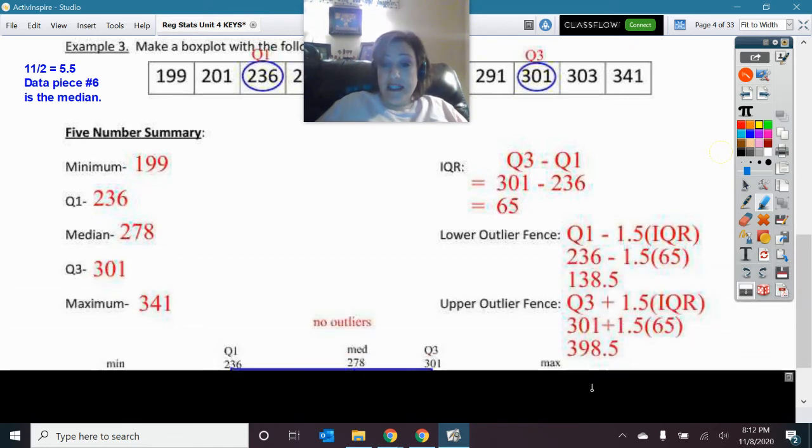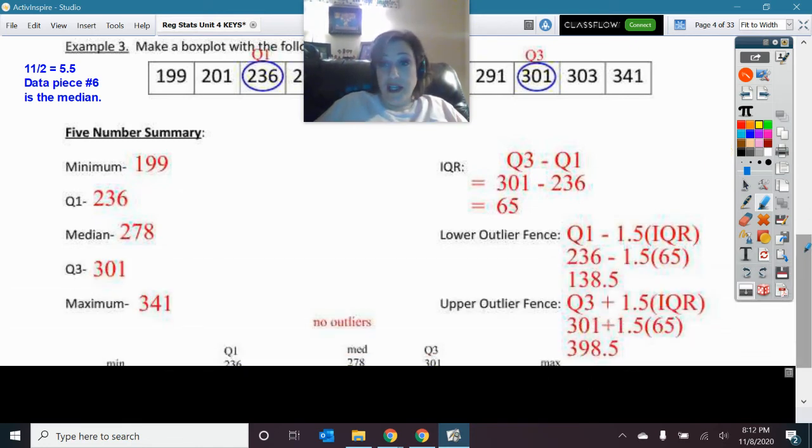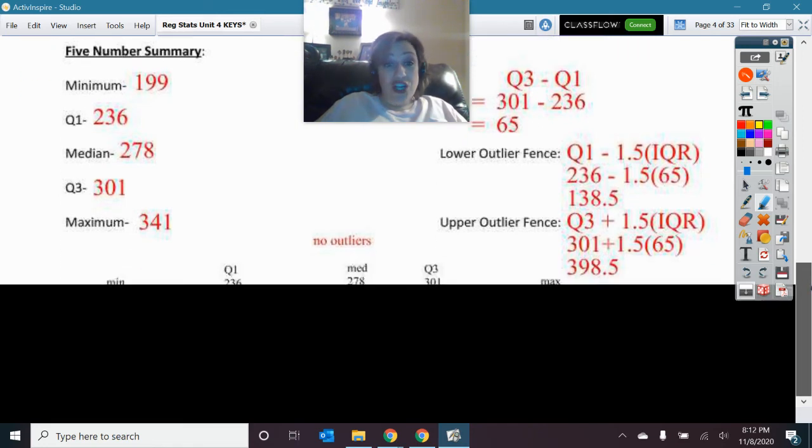Now look, our fences ended up being way out there as well, and you ended up not having any outliers on this. So we'll talk about that in just a second. But here, okay, let's talk about scale. We're going to do our scale, box, fences, whiskers. So 341 to 199, that's a span of about 150.